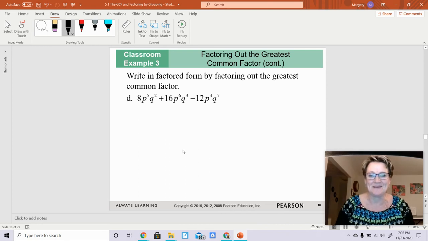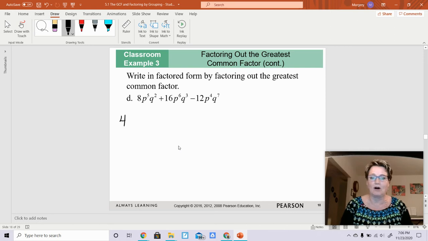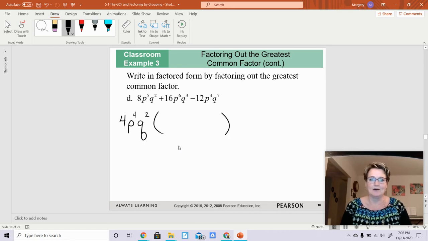We got a big giant problem here. I'm looking at the 8, the 16, and the 12. Well, I know that 4 can go into all of them. 2 can go into them, but so can 4. Now they also all share a p, and they share a p to the 4th because that's the smallest exponent. They all share a q, and they all share a q to the 2nd. Okay? So now, 4 times 2 is 8. P to the 4th times p is p to the 5th. Q squared times 1 is q squared, so I don't have to do anything else.